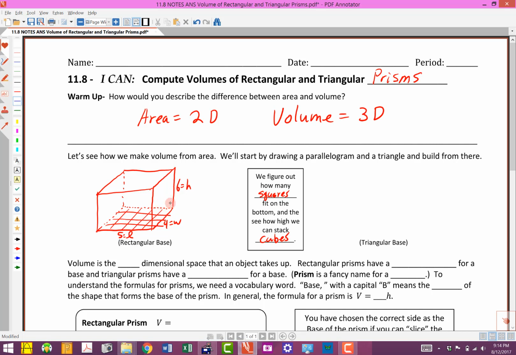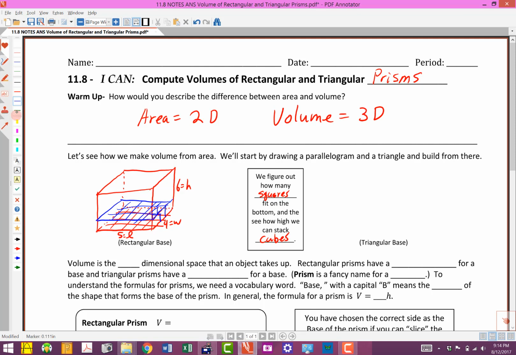So I'm going to change colors here and I'm going to draw a line right here like that. And this gets a little bit sticky. So basically what I'm going to do here is say, all right, I've got all of these little cubes right in here. So there's one right there. There's another one right there. Okay, so I see how many I can stack up.